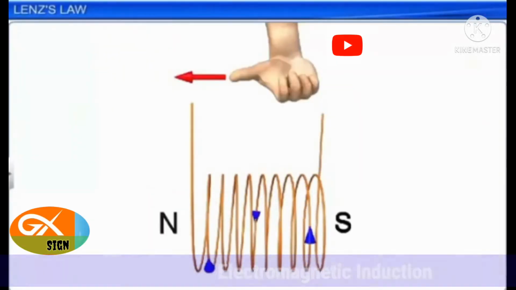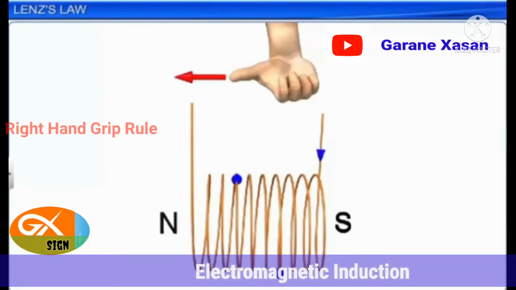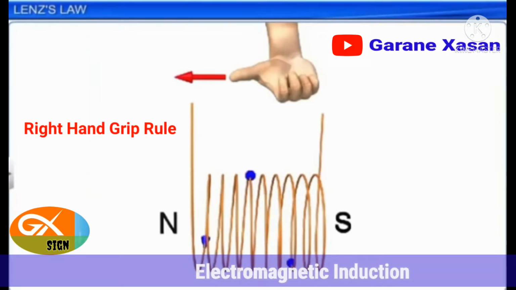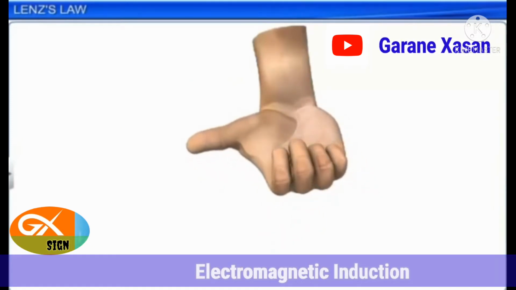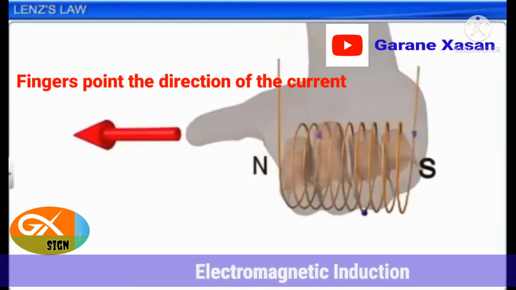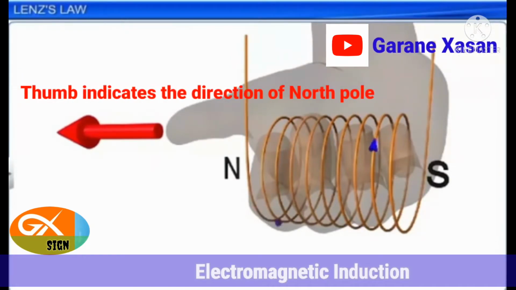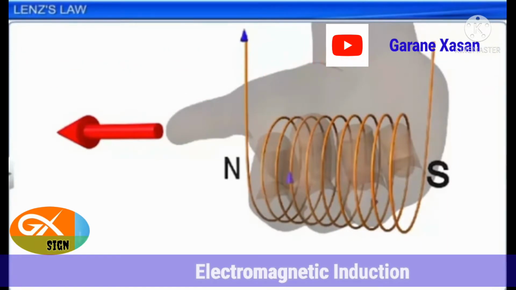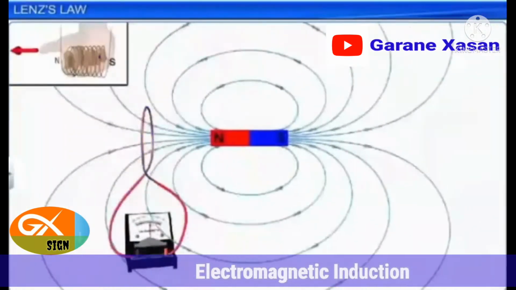Before attempting to learn about Lenz's law, let us first recapitulate the right-hand grip rule applied to a current-carrying coil. Consider a right-hand fist with the thumb extending out. If the fingers are wrapped in a circle pointing in the direction of the current through the coil, then the thumb points towards the end of the coil, indicating the north pole. Lenz's law helps us in identifying the polarity of the induced EMF in a coil.